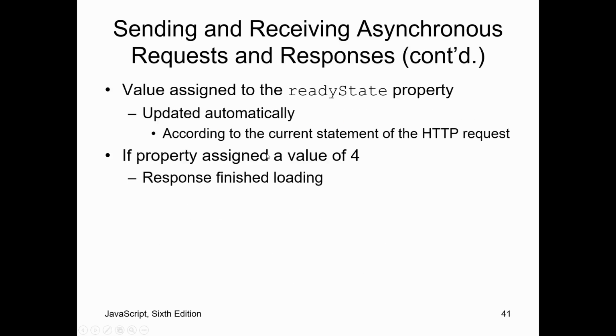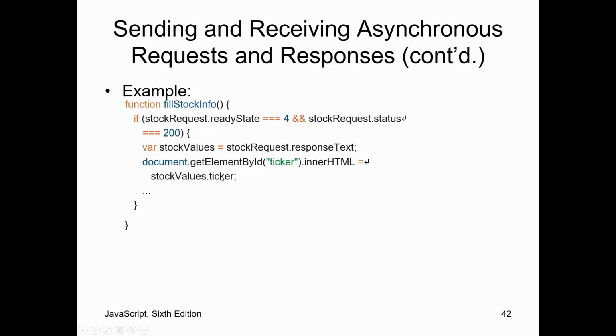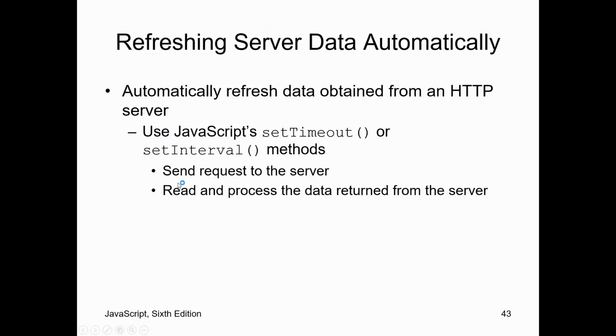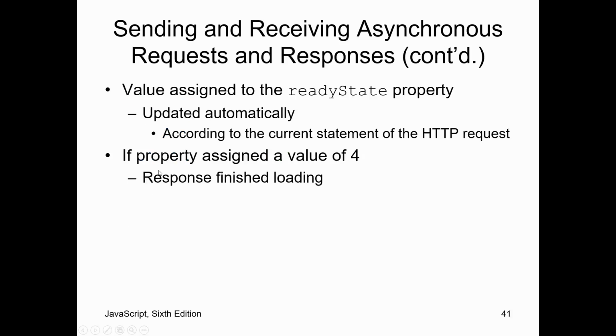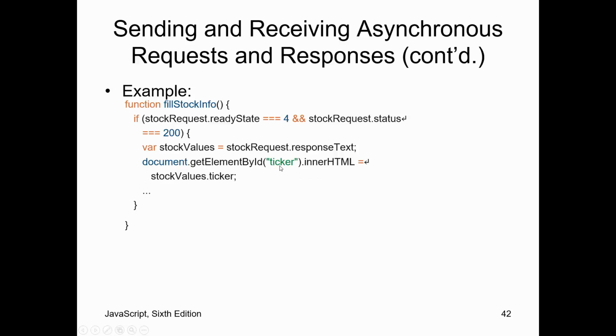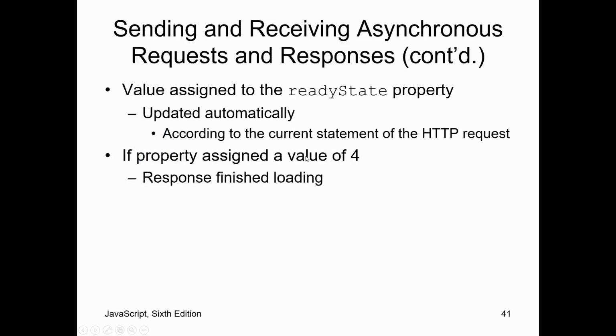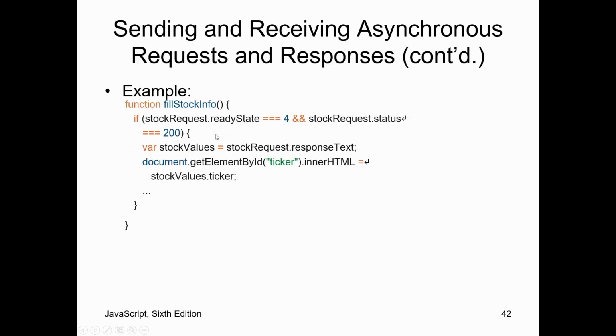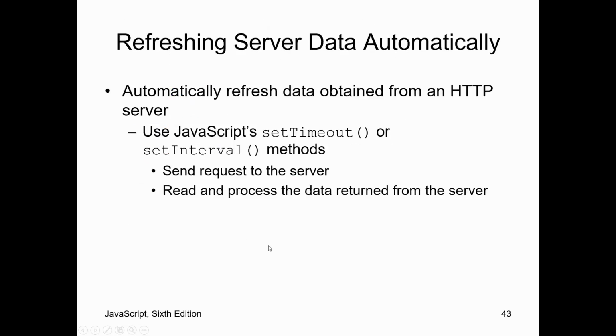Here's another code example. When you get a response of 4, it's finished loading. That's usually a good thing. That's the number 4. Again, 200 would mean that it's been received and it's a success message. 4 would mean the response is finished loading. So you're checking both of them.